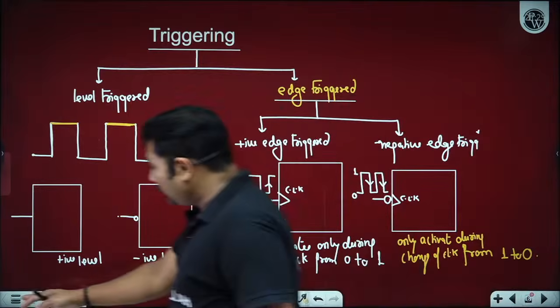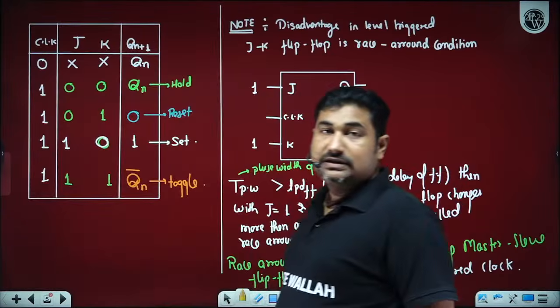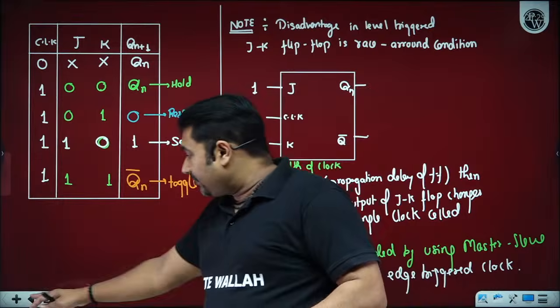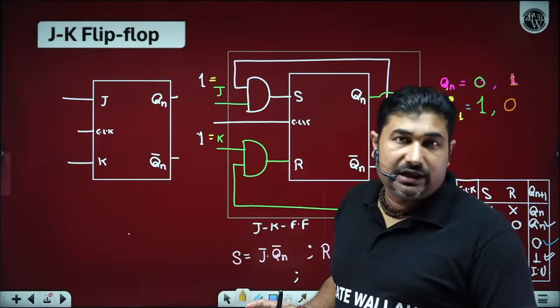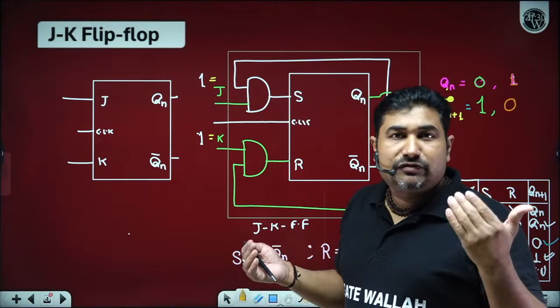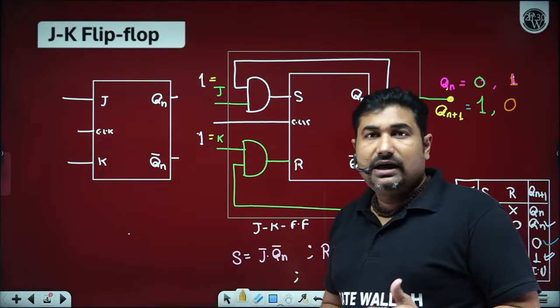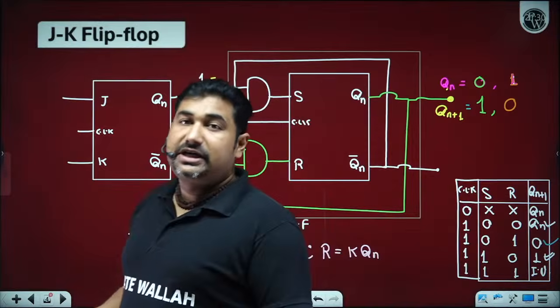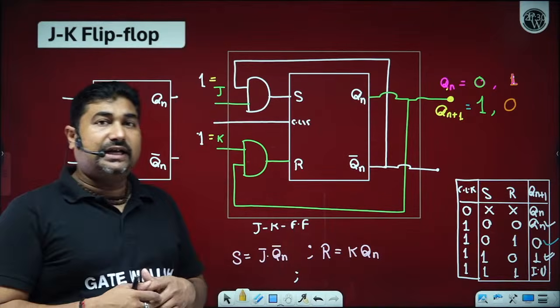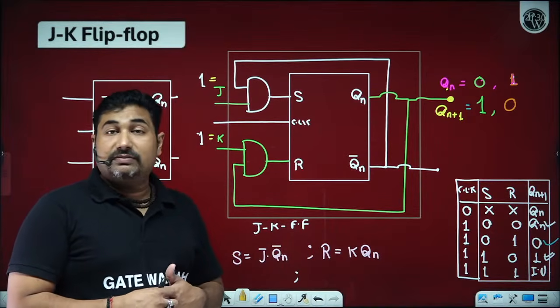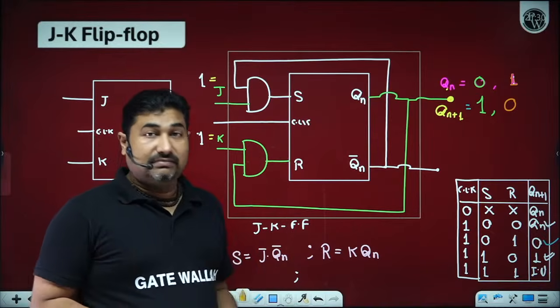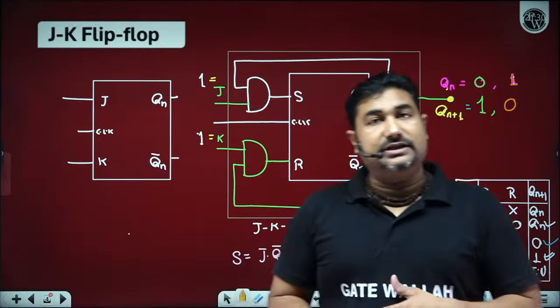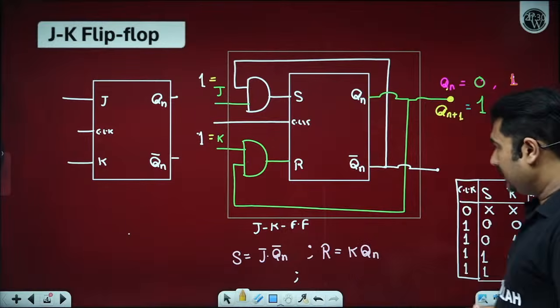Now, please move to the JK flip-flop once again. For a JK flip-flop, we have observed a race around condition. So definitely, a JK flip-flop must be designed with edge triggering, because when we design it with edge triggering, the circuit will be comparatively faster than master slave, and the race around condition can be avoided. Is it okay? Yes, sir.